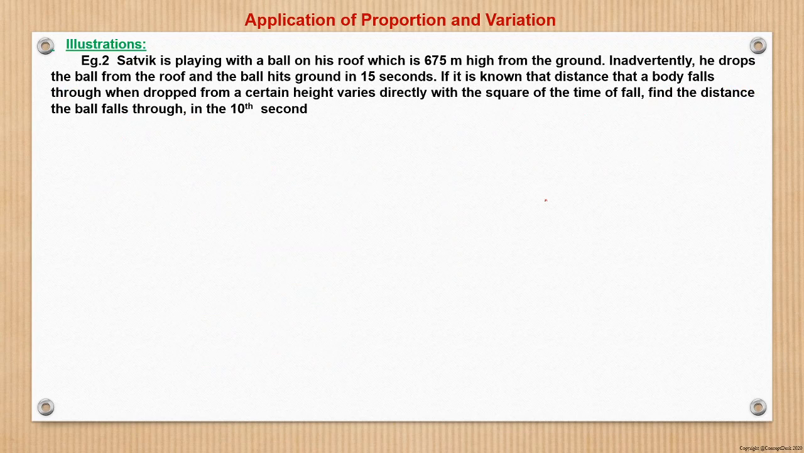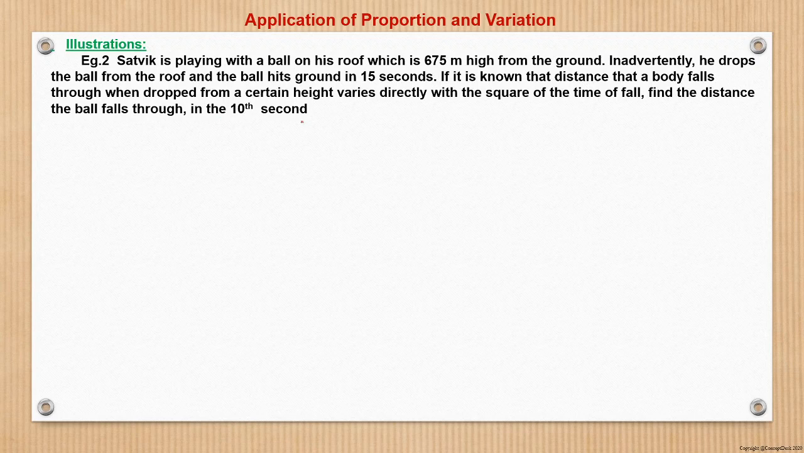Now let's move to question number 2. Herein it says a child Satvik is playing with a ball on his roof, which is 675 meters high from the ground. Inadvertently, he drops the ball from the roof and the ball hits the ground in 15 seconds. If it is known that the distance that a ball falls through when dropped from a certain height varies directly with the square of the time of fall, find the distance the ball falls through in the 10th second.